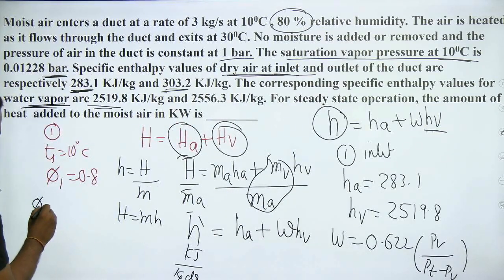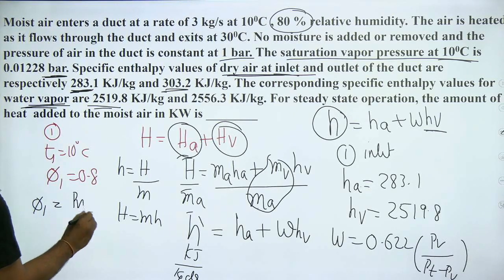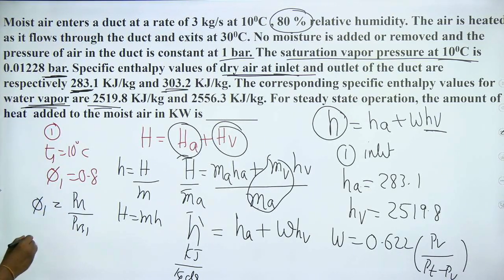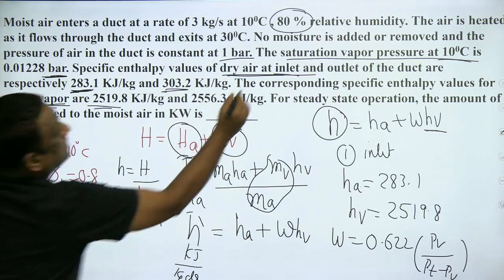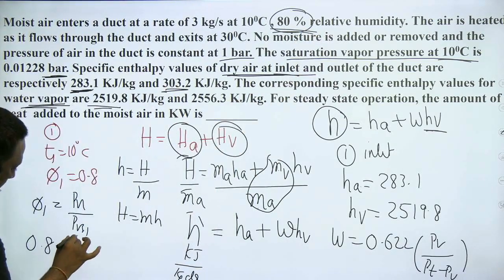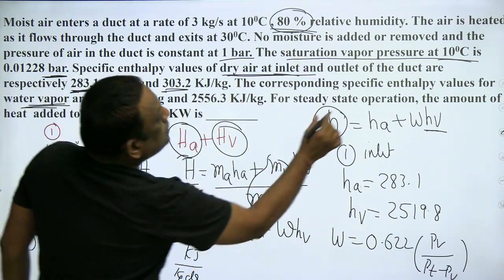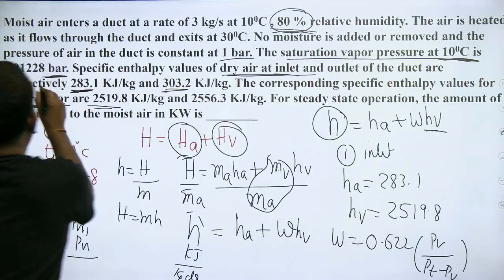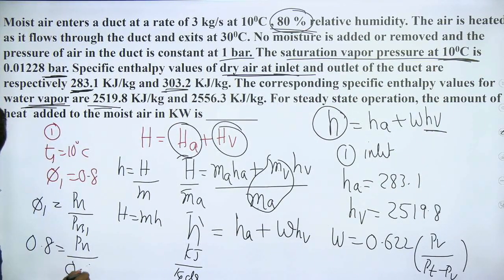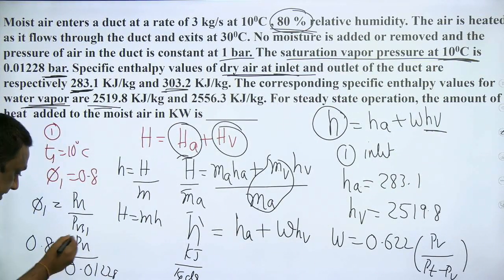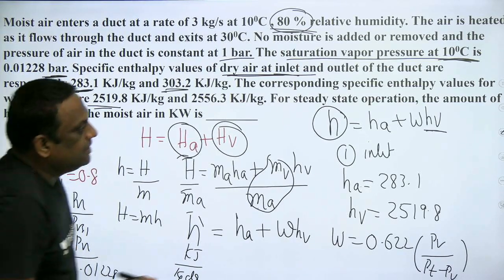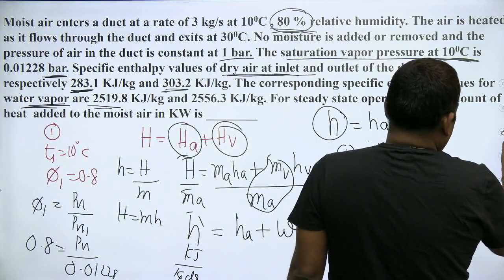देखो, phi 1 is equal to PV1 by PVS1. What is phi 1? 0.8. It is given at 1. PV1 I do not know. By saturation pressure is given at 10 degree. How much is that? 0.01228. From here I can calculate PV1. Take a second now.